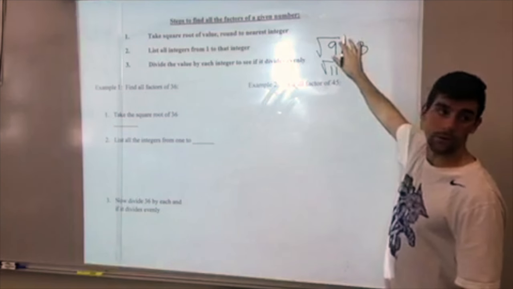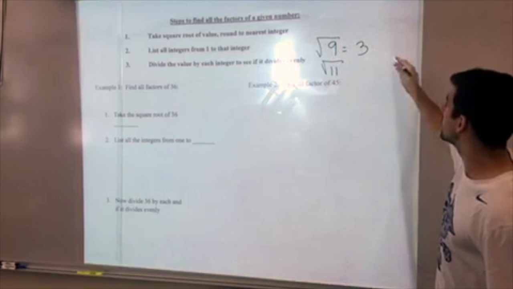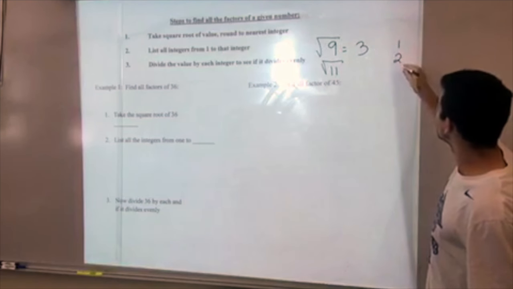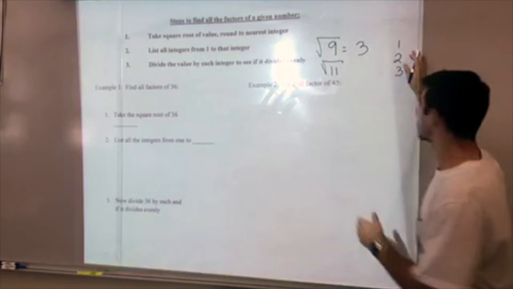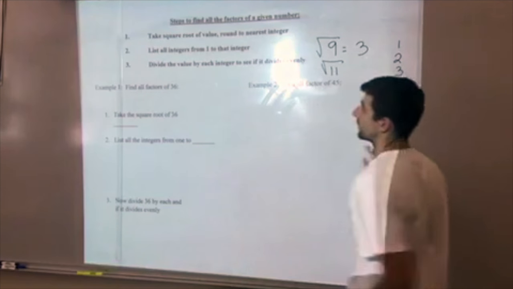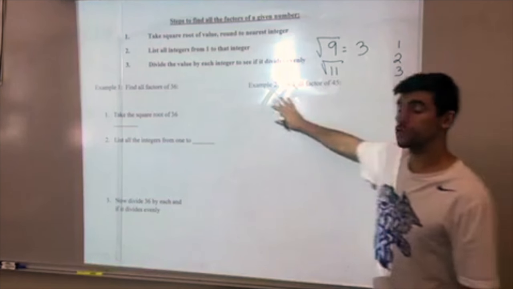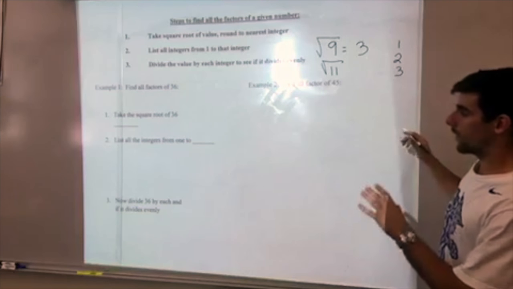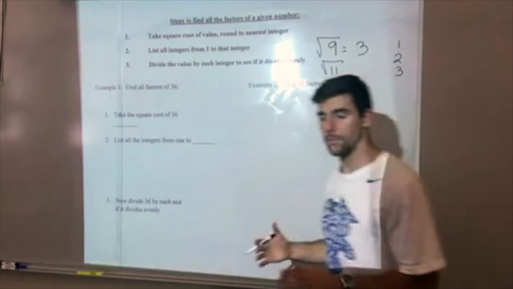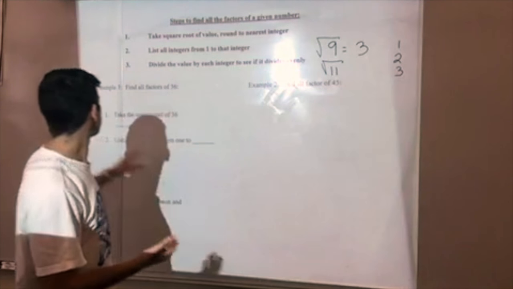So let's say right here for the square root of 9, I got 3. I'm going to list out 1, 2, 3. You'll see in a second how this is really helpful in finding factors. Number 3, just divide the value, whatever you're trying to factor, by these integers you found. That was a lot of information. Let's actually go through an example, and I think it'll make a lot of sense.